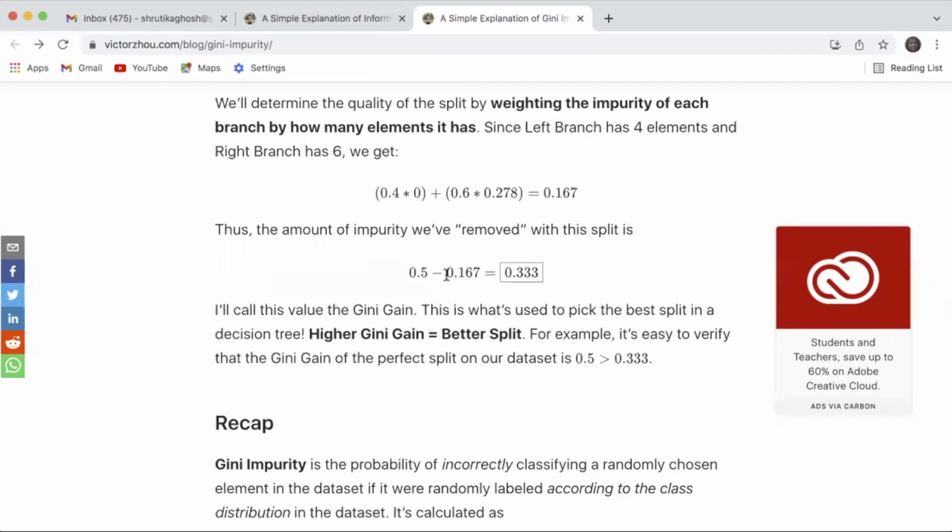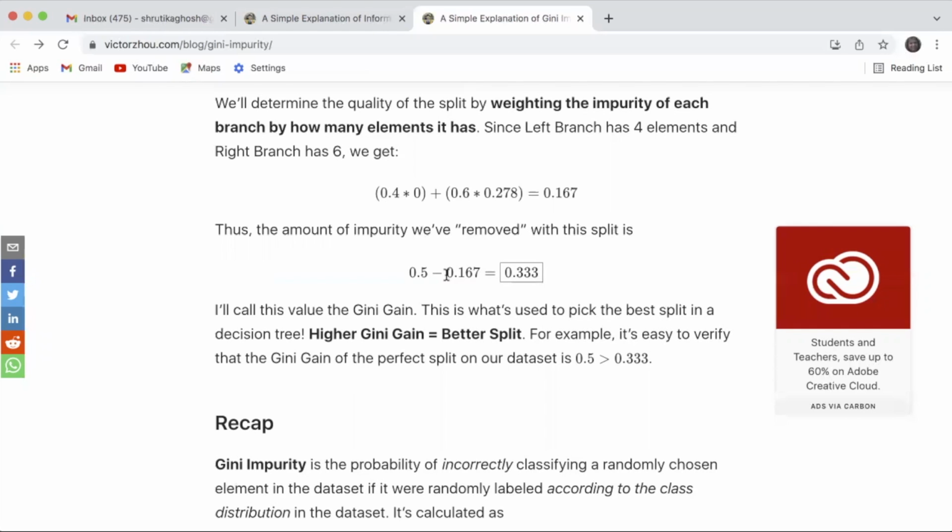So, if we want to recap, there are two terms involved here. One is the Gini index or the Gini impurity, which is the measure of the disorder or the impurity in a data set. The next term that we found is Gini gain. As you can understand from the term itself, it is a gain, the gain that we have achieved after the split. So these are two different terms.